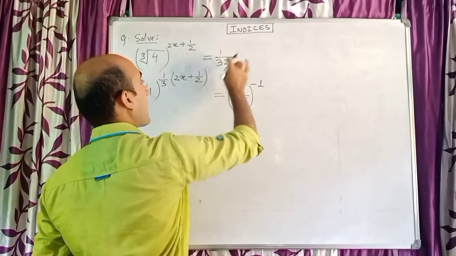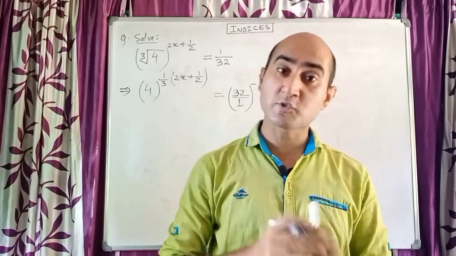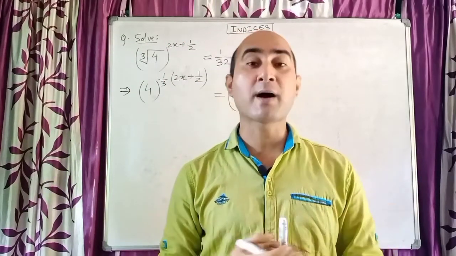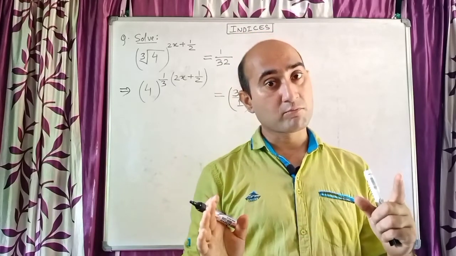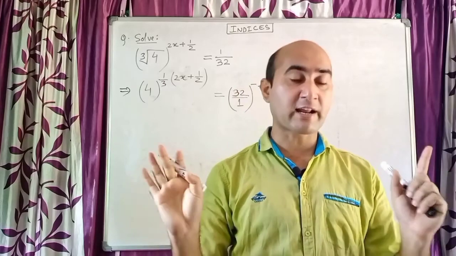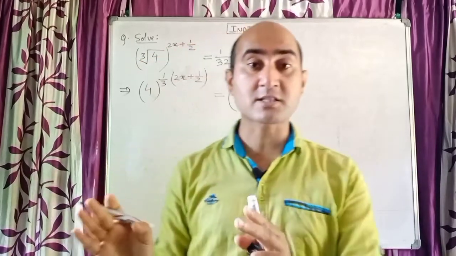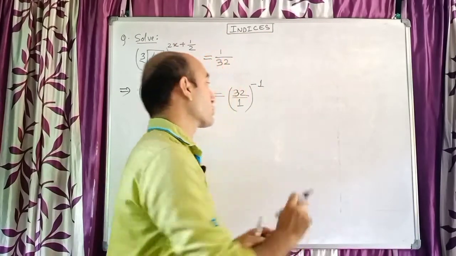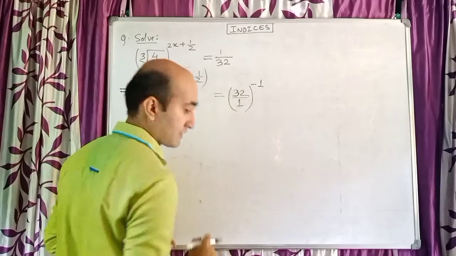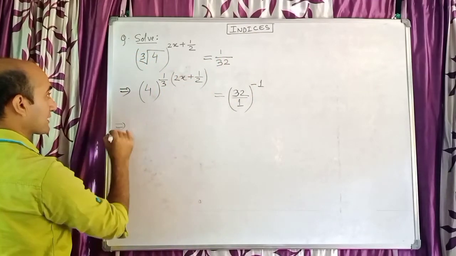So here there is no power in the question. That means there is power 1. That power 1 was not visible. It was a positive power but not visible. Positive power you don't write, no issue, but by interchanging, that plus power became minus power. So the minus power should be visible. So I wrote plus 1 as minus 1 because of interchanging the numerator and denominator.